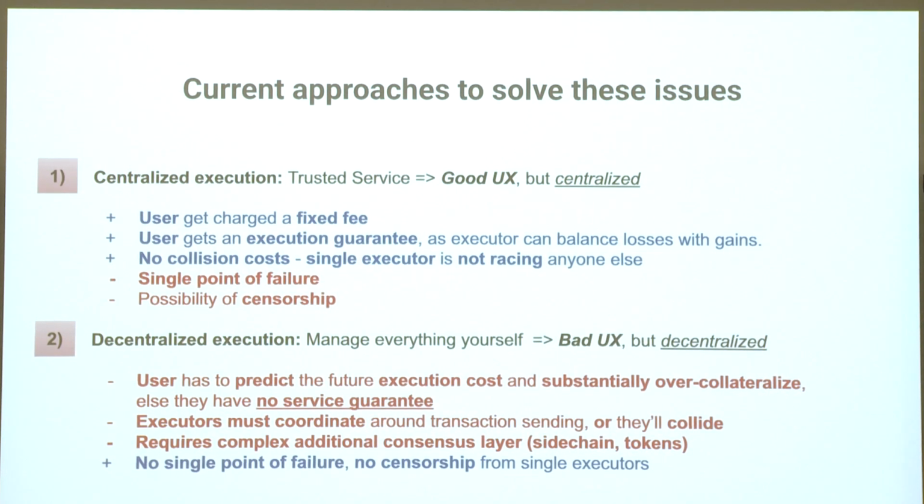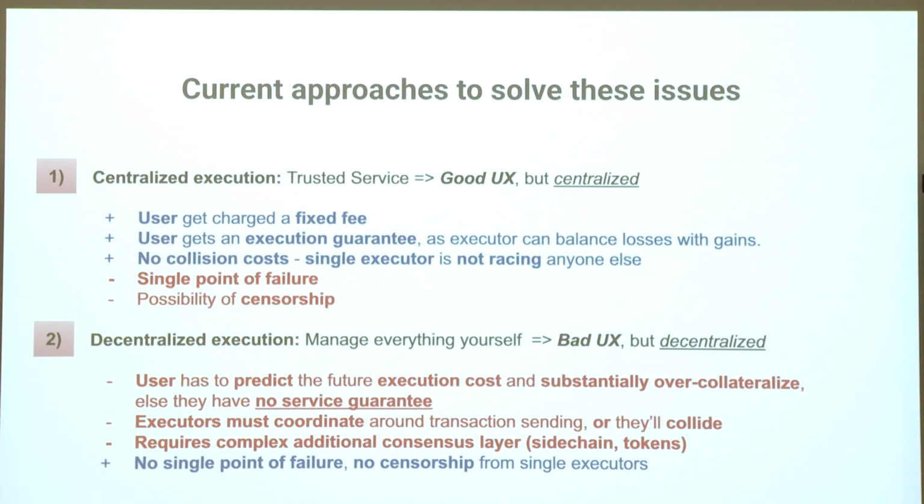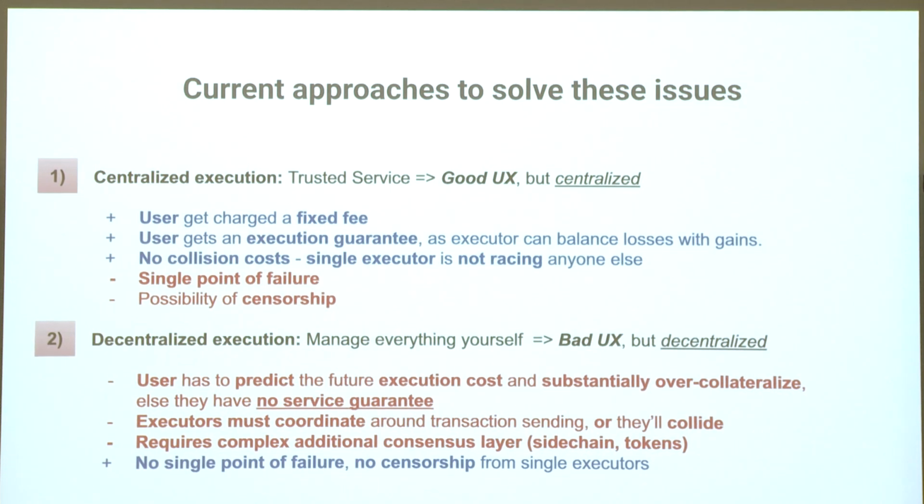And then, of course, if you have multiple nodes and multiple executors potentially executing a transaction, you face racing conditions. They might collide with each other, and then some of them face costs, don't get a profit, and are not really incentivized to do it any longer. There are some solutions to that, like complex consensus layers on top of, like, a sidechain or something, but these create costs again as well.